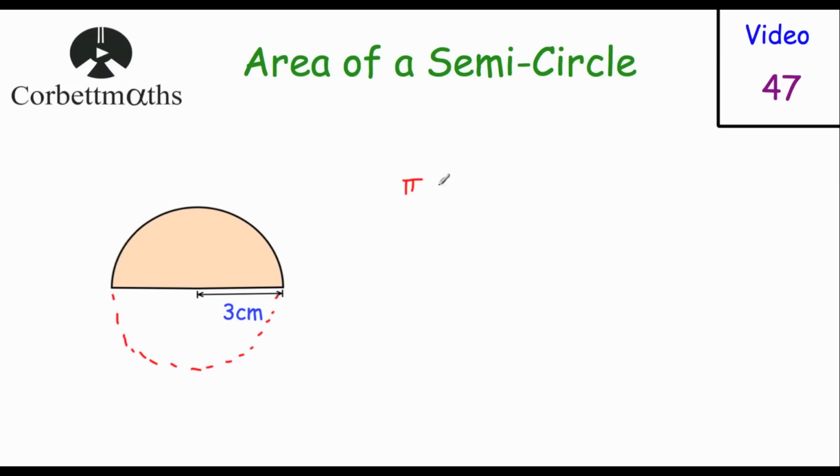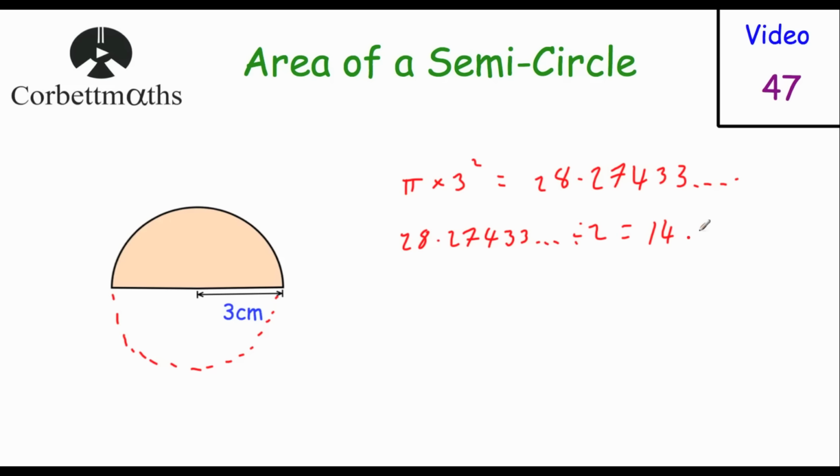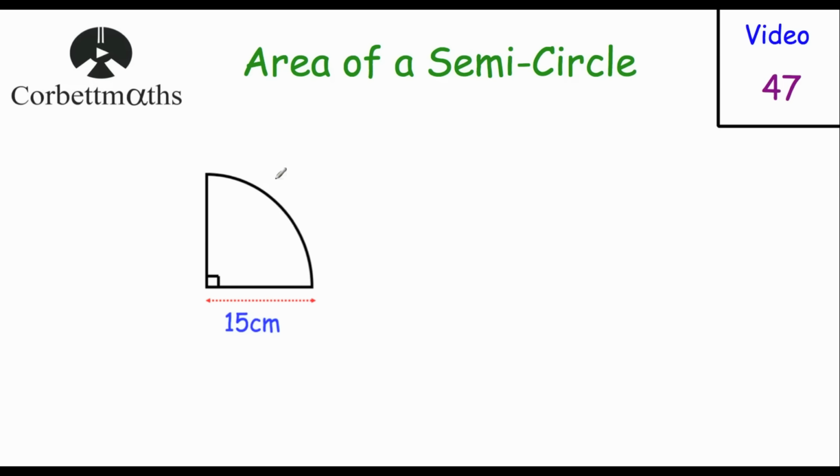So we're going to do pi times 3 squared, because that will give us the area of the whole circle. And when we do that, we get 28.27433, and so on. And then we're going to divide the area of the whole circle by 2. So we'll take our 28.27433, and so on, and we'll divide that by 2, and we find that that's equal to 14.137166, and so on, or 14.1 to 1 decimal place. So that's it. To find the area of a semicircle, you get the area of the whole circle and divide it by 2.